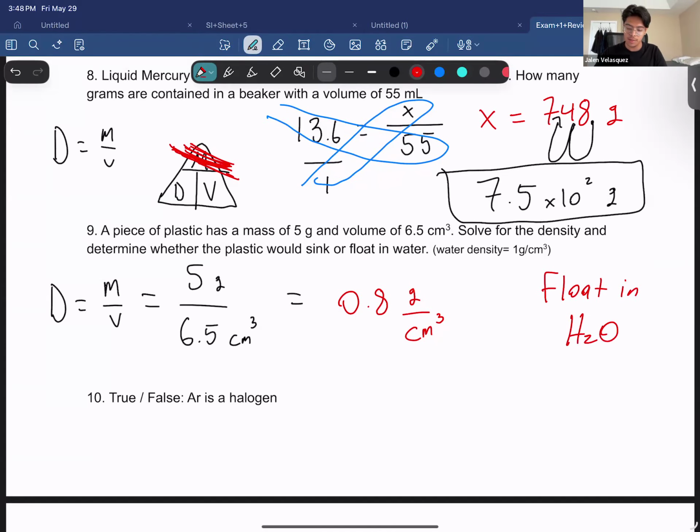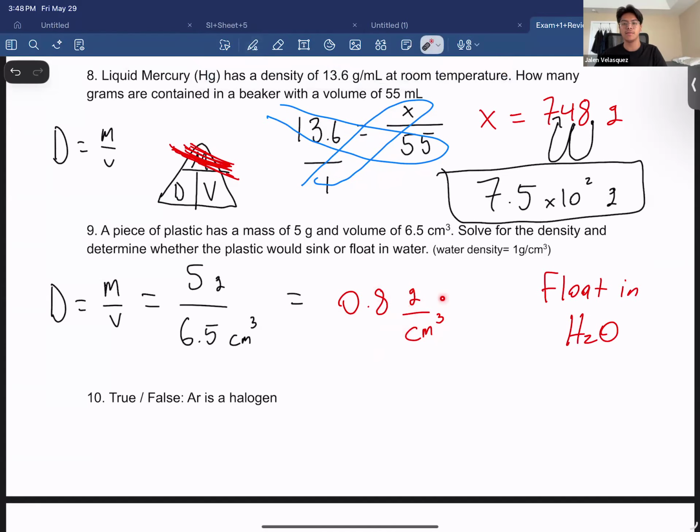Why does it float? The density is less than the density of water. Something like a rock, which sinks, is more dense than water. So if it's less dense than water, it'll float. If it's more dense, it'll sink. And again, we have only one sig fig here, because the mass has one sig fig, so we have to keep that the same.